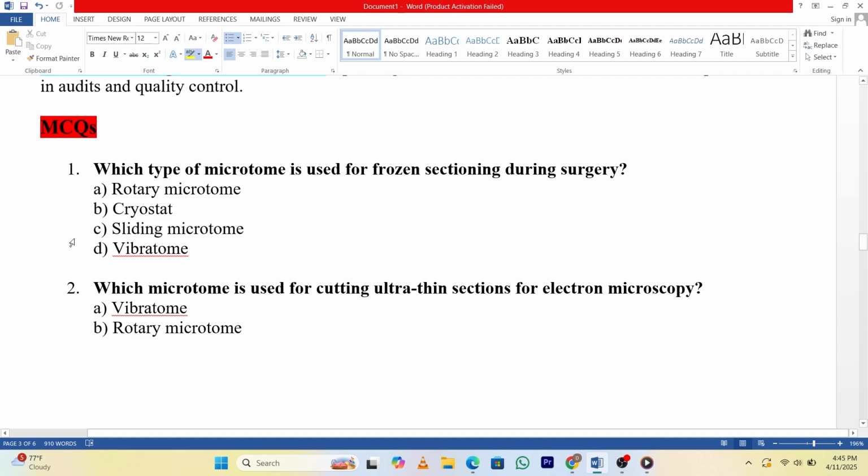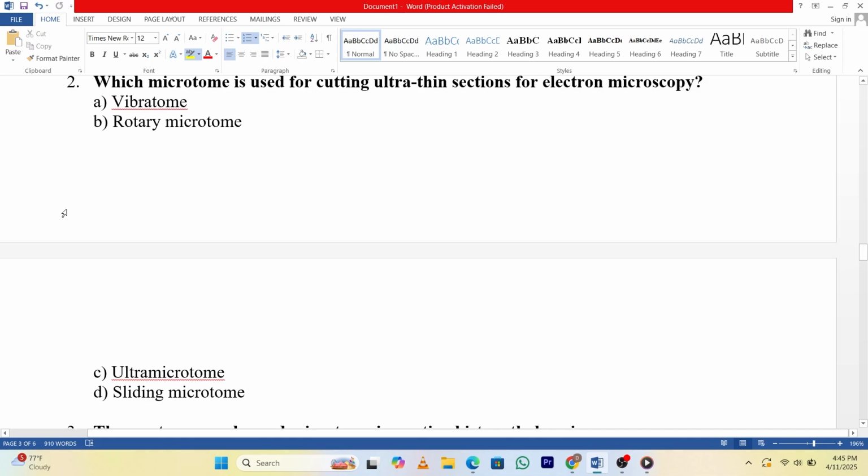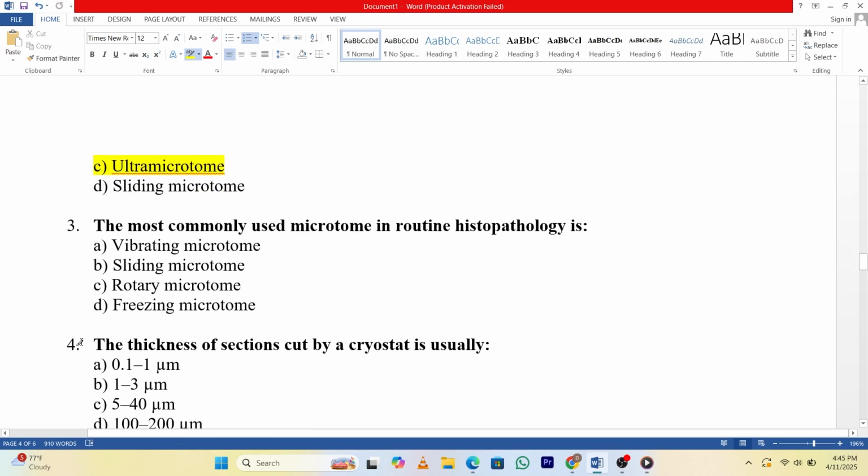MCQs. 1. Which type of microtome is used for frozen sectioning during surgery? A. Rotary microtome. B. Cryostat. C. Sliding microtome. D. Vibratome. Answer, B. 2. Which microtome is used for cutting ultra-thin sections for electron microscopy? A. Vibratome. B. Rotary microtome. C. Ultramicrotome. D. Sliding microtome. Answer, C.